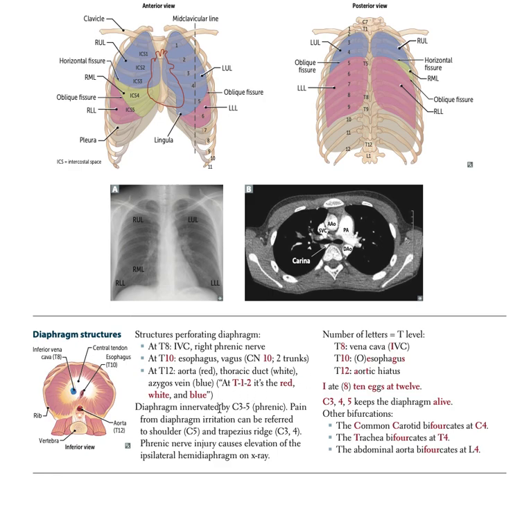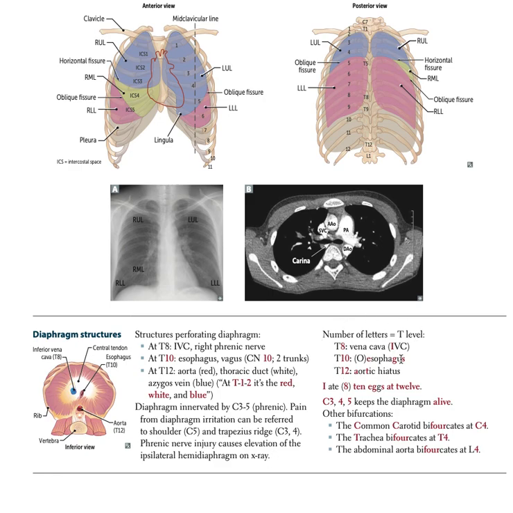So the diaphragm is innervated by the C3 to C5 phrenic nerve, and pain from the diaphragm irritation can be referred to the shoulder and the trapezius ridge. The shoulder because of its innervation by C5 and the trapezius ridge by C3, C4 is in common innervation. Phrenic nerve injury causes elevation of the ipsilateral hemidiaphragm on X-ray.